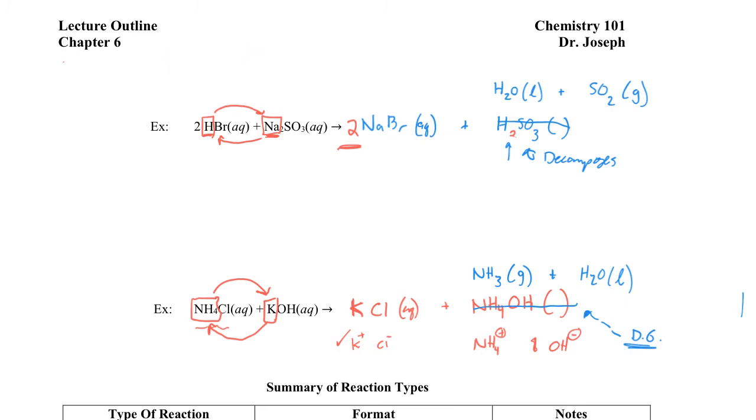So if we add all of those up, it looks like there's a total of 5 hydrogen atoms. Well, we've got 3 here, and we've got 2 here. So that's 5. Okay, now we look at chloride. There's 1 on the left, and there's 1 on the right.